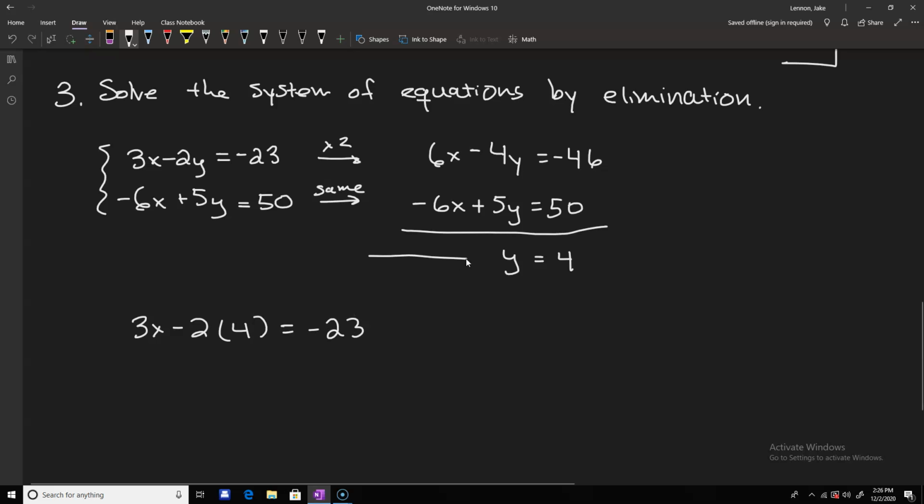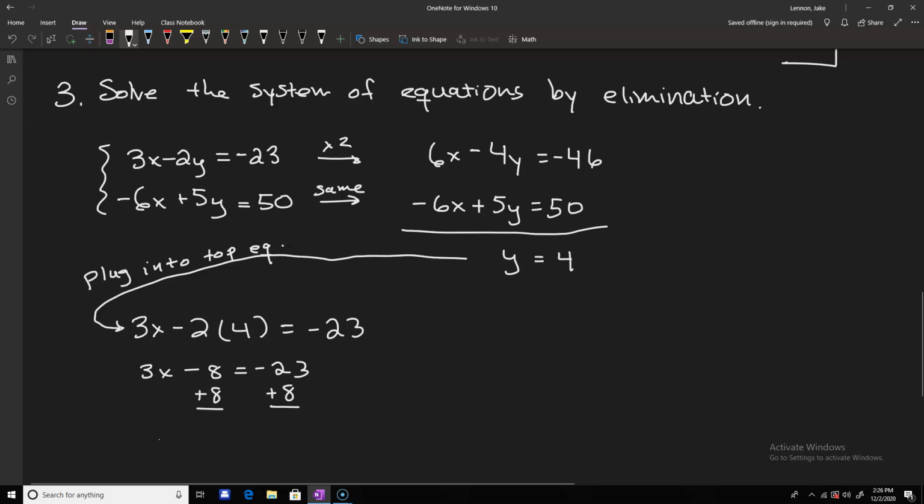So basically, if you want to know what's going on here, I'm plugging in to, let's say, the top equation, and then we're solving for x. So we have 3x minus 8 equals minus 23. We want to add 8 to both sides, so we're going to have 3x equals minus 15. And when we divide by 3, we'll have x equals minus 5.